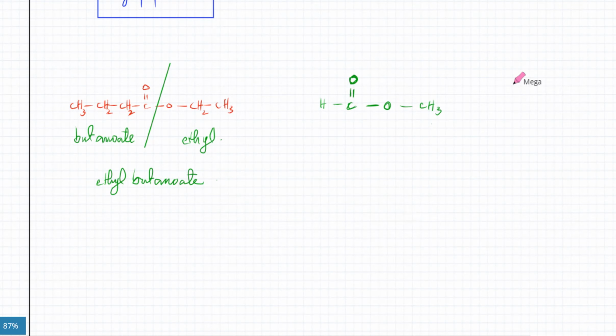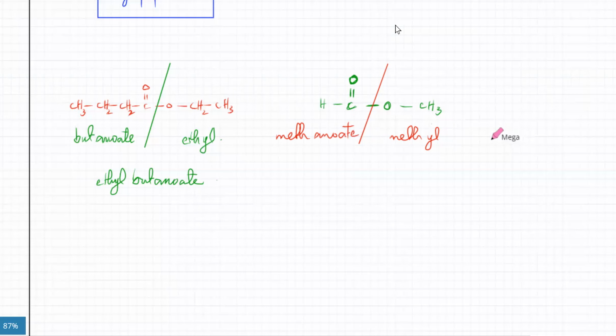So this one is... exactly, it's 1 carbon atom, and on the other side also 1 carbon atom, so both sides are 1 carbon atom, so that's meth. This side is also meth. So methyl and methanoate. Both sides are meth. So this is going to be called methyl methanoate.